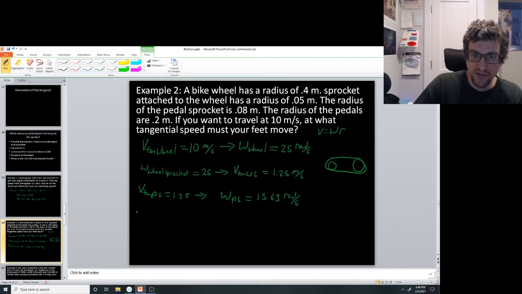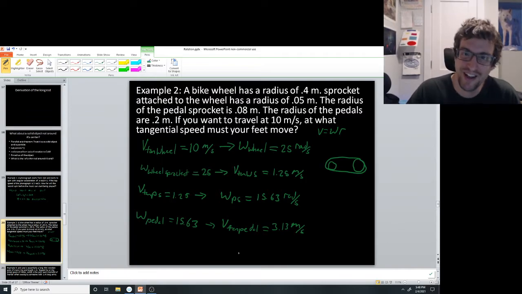And guess what? The omega of the pedal sprocket is the same as the omega of the pedal. And I can get v tangential of the pedal from that. And it ends up being 3.13 meters per second. So the speed of your feet, in order to go 10 meters per second horizontally, has to be 3.13 meters per second. Okay. All right.